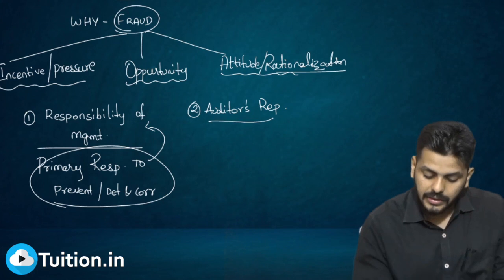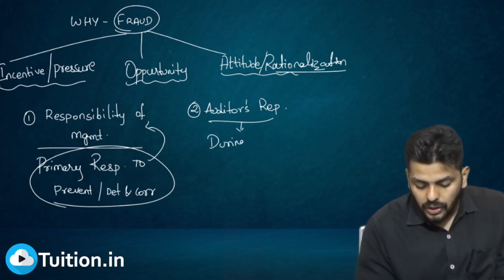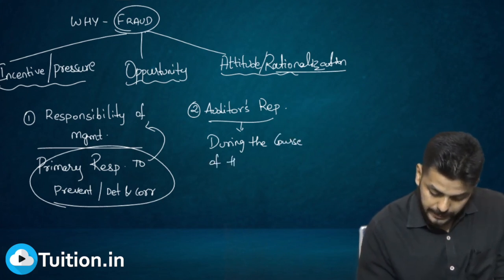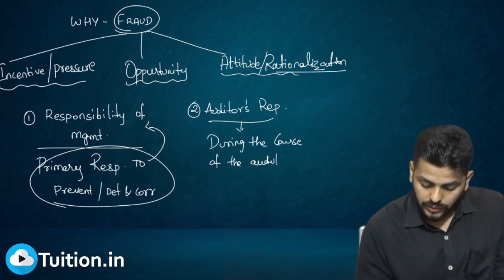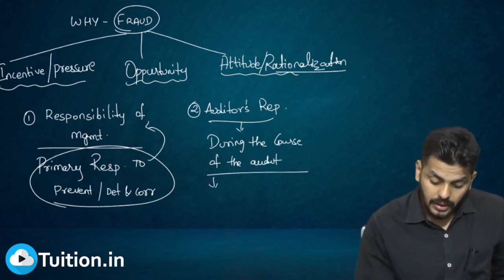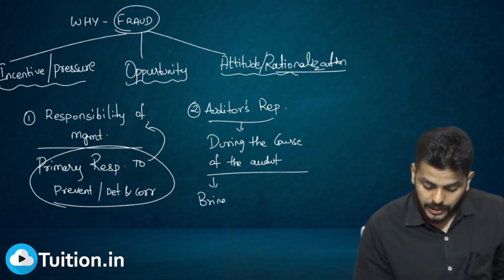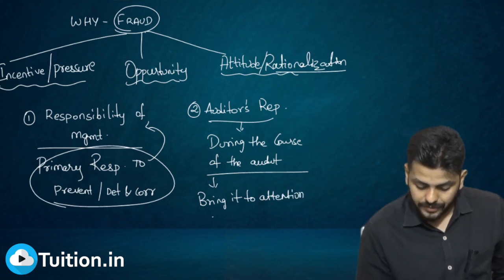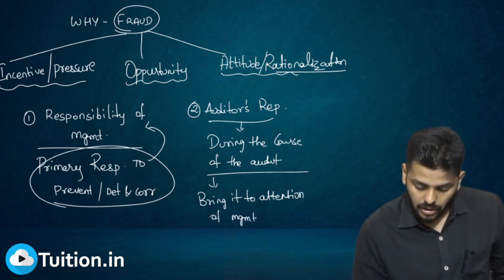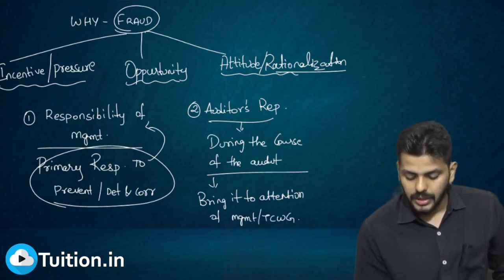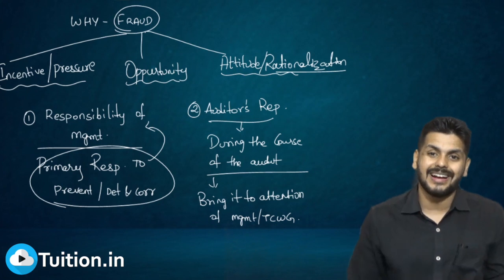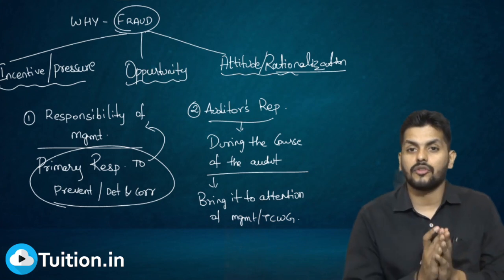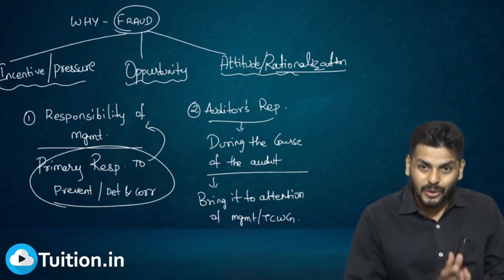Auditor's responsibility is, during the course of the audit, if at all he comes across a fraud, then auditors have to bring it to the attention of management or TCWG. Now, please understand, you are not going on a hunting exercise to find out fraud. No, that's not your objective. What your objective is, is very clear.